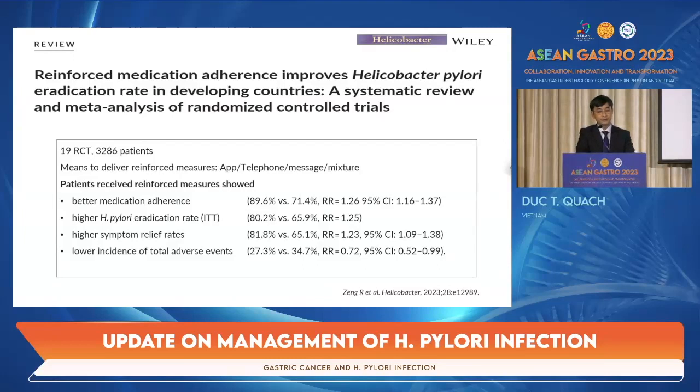So the patients who receive reinforced measures have better medication adherence. They have a higher H. pylori eradication rate, higher symptom relief rate, and a lower incidence of total adverse events with the same regimen. So it's not just the drug, but the information, so that the patient follows our instruction and overcomes the adverse effects, which is also very important.